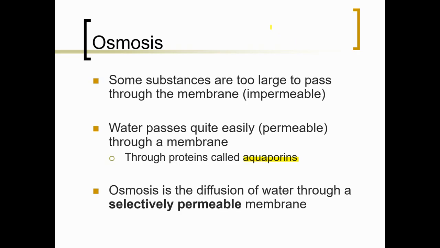Now, if you think about that membrane, remember you've got those heads on the outside and you've got those tails on the inside. Water can't easily pass through the phospholipids because remember, those tails do not like water. And so water can't just go straight through that bilayer. Instead, water has to go through a protein. So water can pass easily, but it does pass through proteins. And so osmosis is simply the diffusion of water through that membrane.